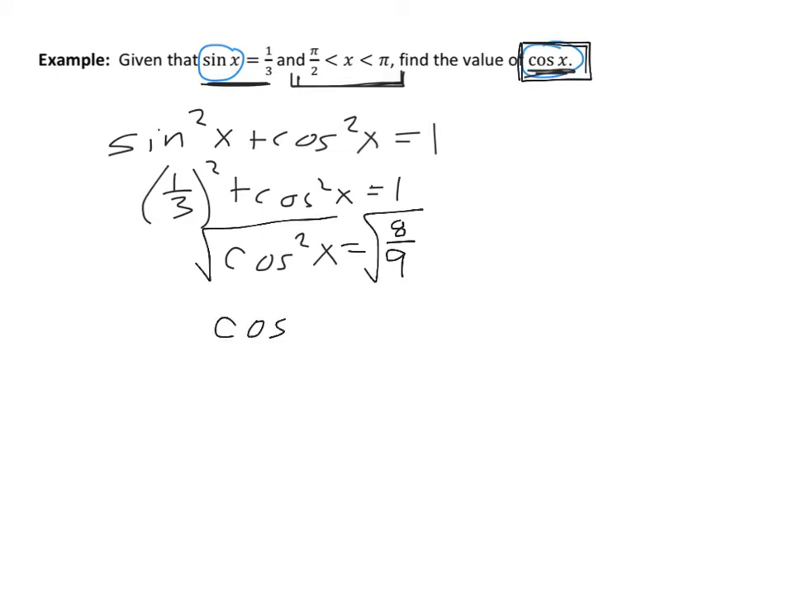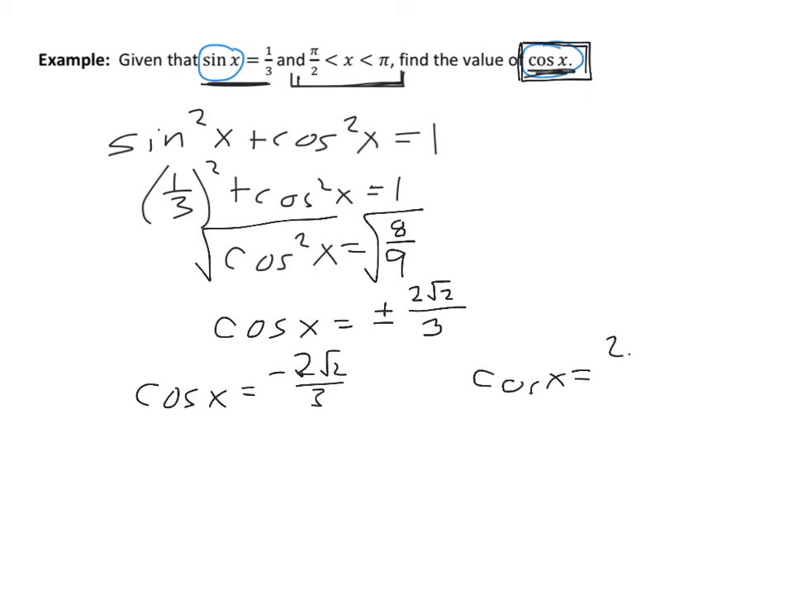And when I do that, I'm going to get cosine x equals plus or minus the square root of 8, which becomes 2 root 2, and the denominator is 3. So now the last thing we need to do here is ask ourselves, are both of these answers valid? Is it okay that cosine x is negative 2 root 2 over 3 and also positive 2 root 2 over 3? And for that, we need to look back at our restriction.